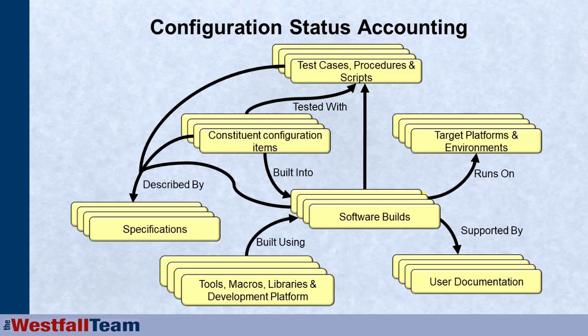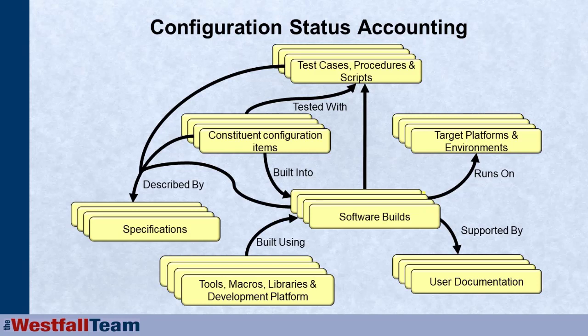That the builds were built correctly using the right versions of the tools, the right versions of the macros, the right libraries, the right version of the development platform, for example, the correct operating system, the correct platform, and that they run on all the correct platforms in all the environments. For example, appropriate configuration testing has been done as part of testing, so that you know it runs with all of the different appropriate browsers, it runs on all the appropriate different hardware platforms, etc.